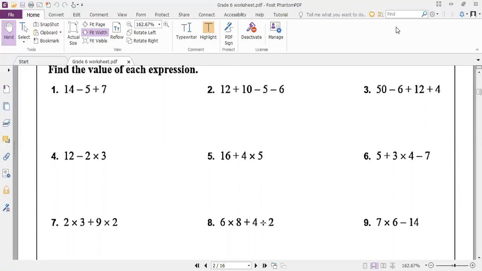So firstly, I will do the multiplying. 6 by 8 equals what, Muhammad? 48. After that, I will divide 4 by 2. 4 divided by 2 equals 2. Right? Now I add the two results.